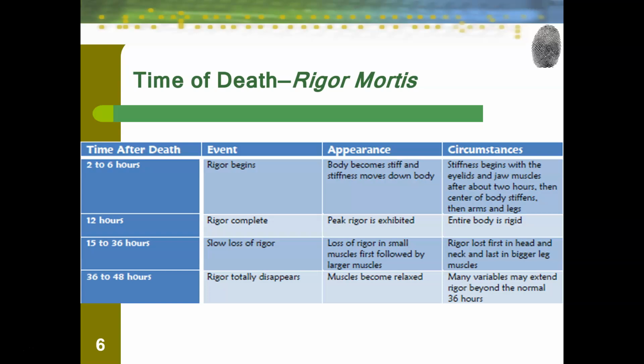At about the 15 to 36 hour mark is when we experience a slow loss of rigor, where it is going to go out in the same order that it went in, like we talked about before. Then from the 36 to 48 hour mark is when rigor totally disappears and muscles become relaxed. 36 is kind of the standard. However, there are many variables that may extend rigor beyond the normal 36 hours.